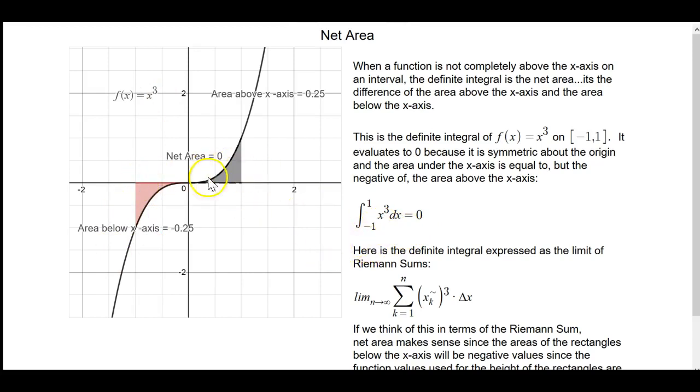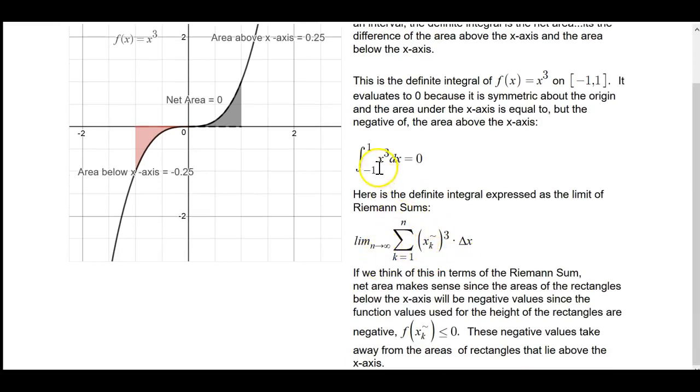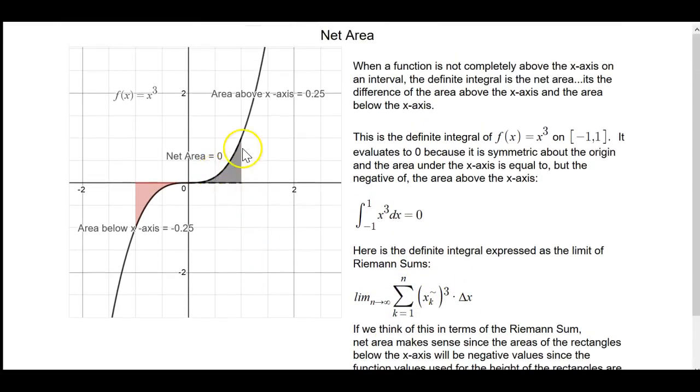So these cancel out. It makes sense if you think about the definition in terms of Riemann sums. When you think of the Riemann sums, the function values that you're summing up here are positive. And here the function values you're summing up are the negative of these function values. So when you sum them up, you're going to get a net area of 0.